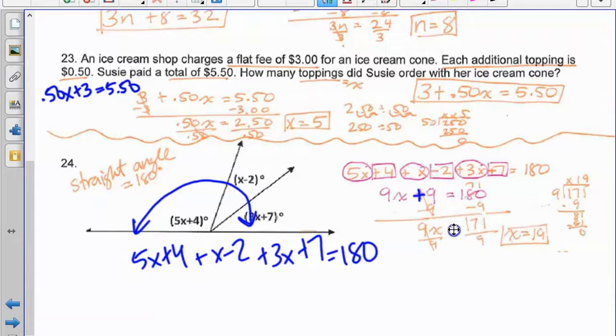Subtract 9 on both sides. 9x is equal to 171. Divide both sides by 9. I get x is equal to 19. This is just like on our test when we had the one about the right angle, right? We have the same kind of question where it's a right angle, add two angles, add up to equal 90 degrees, and we solve it. So same thing, expect this on your test.